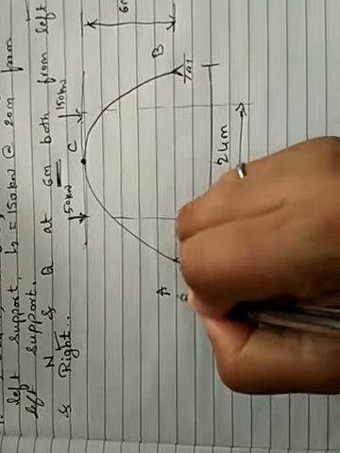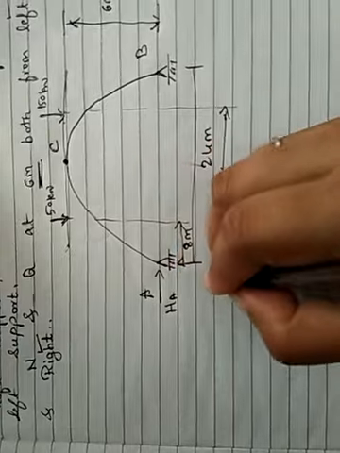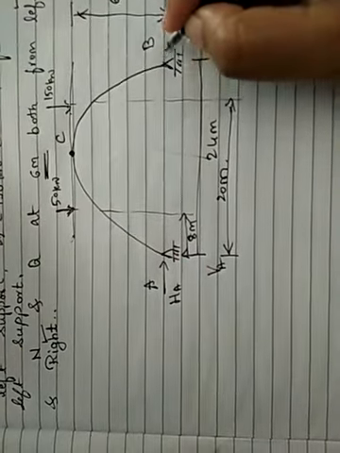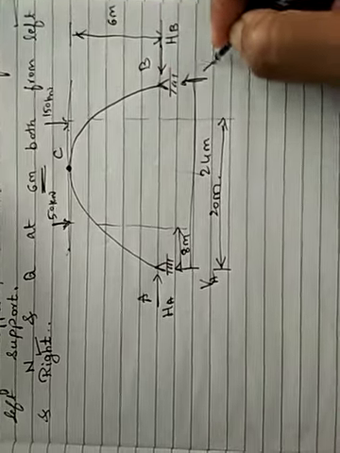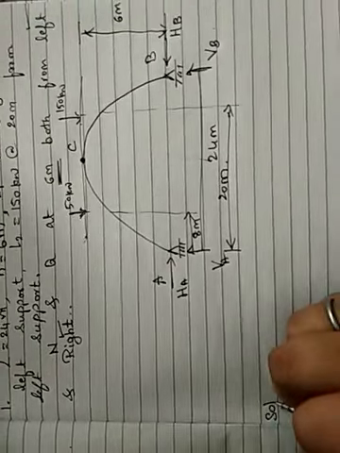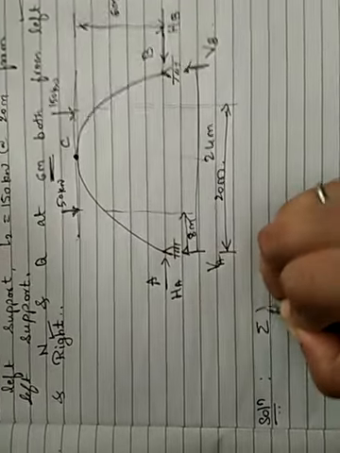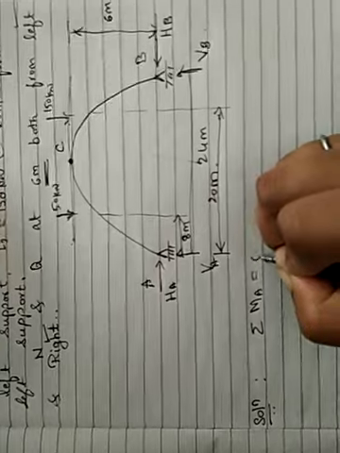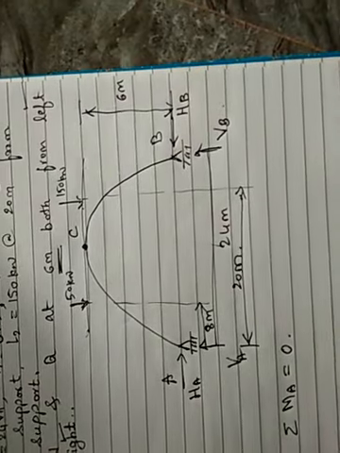So first thing we have to find here is the reaction at the support. So there will be a horizontal reaction and then vertical reaction at A and at B. So let us calculate HA, HB, VA, VB. So let us consider sigma MA is equal to 0. So we know how to find out the reactions, right?